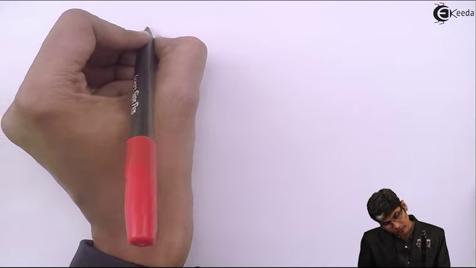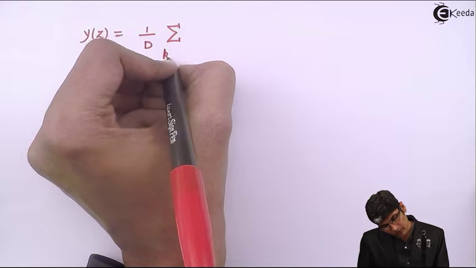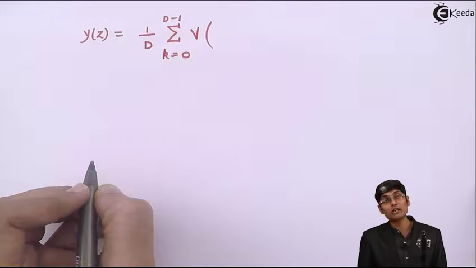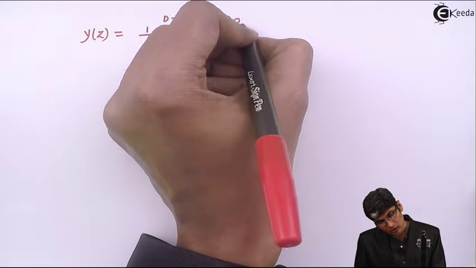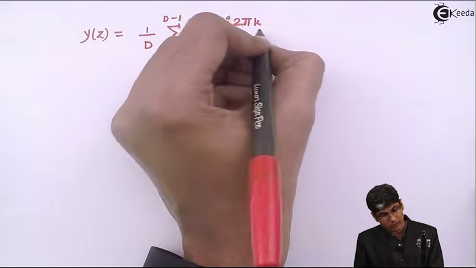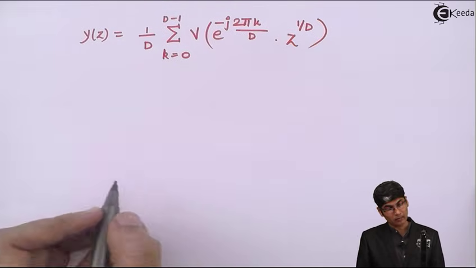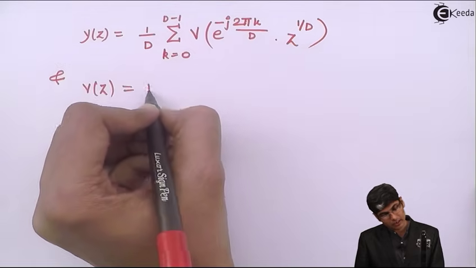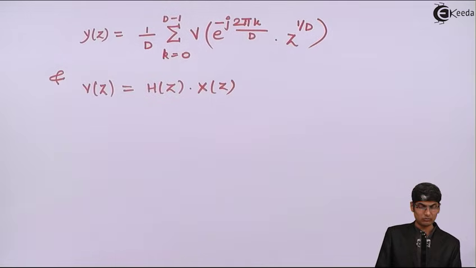Okay, so the only change in my derivation is that I will have y of z now, which is equal to, the same way, 1 over d summation k going from 0 to d minus 1, and instead of x I will write v. V is equal to e raised to minus j 2 pi k by d into z raised to 1 over d, and v of z will be equal to h of z into x of z, which is nothing but the convolution property.